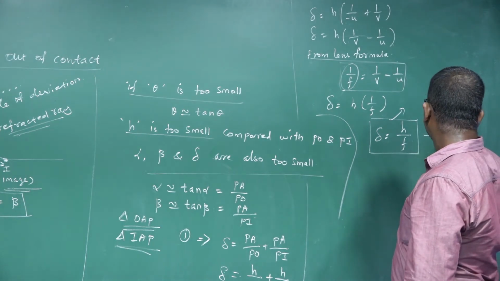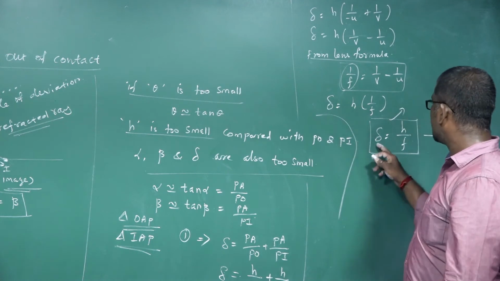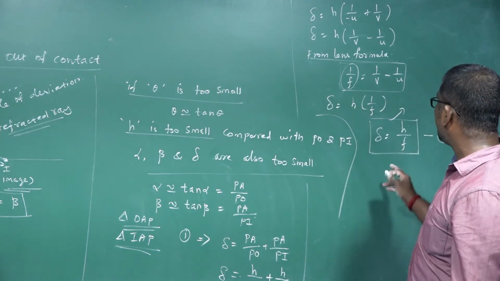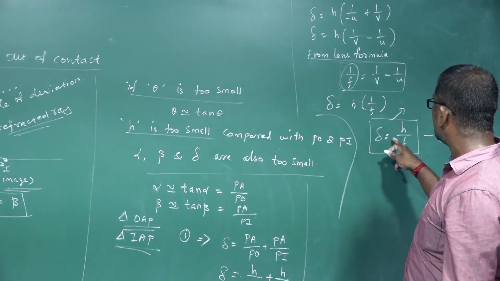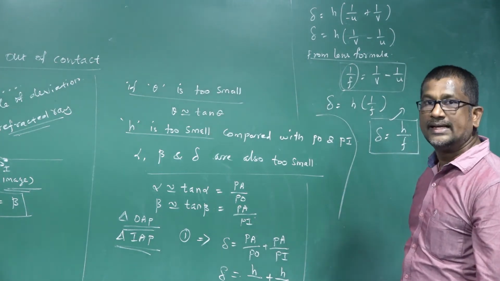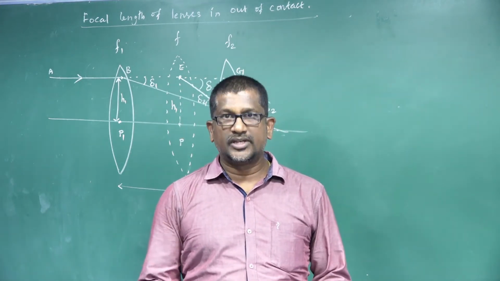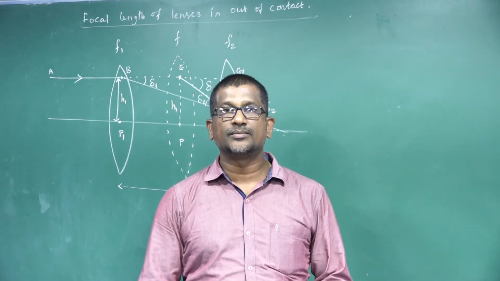So this is taken as equation number 2. Angle of deviation del is equal to H divided by F. It means the angle of deviation is equal to the ratio of height to the focal length. So far we derived the expression for angle of deviation.